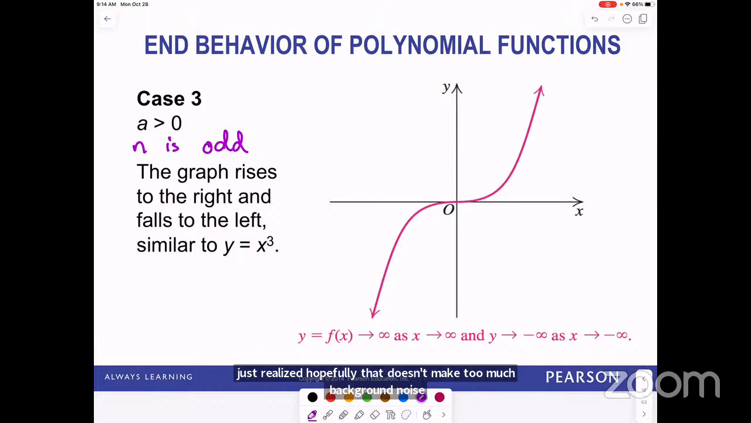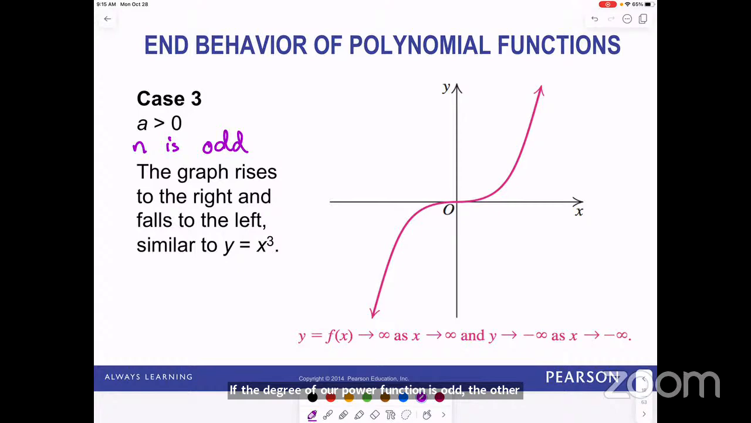But yeah, so a positive leading coefficient. The leading coefficient tells us about the right-hand side of the graph. The degree of the power function tells us about the left. If the leading coefficient is positive, we're going to go up to the right. If the leading coefficient is negative, we're going to go down to the right. If the degree of our power function is even, the other side does the exact same. So even I equate with exact same. If the degree of our power function is odd, the other side does the opposite.